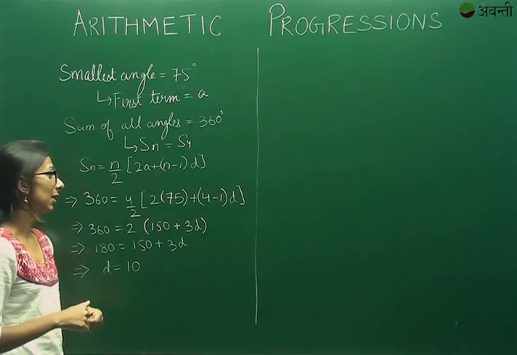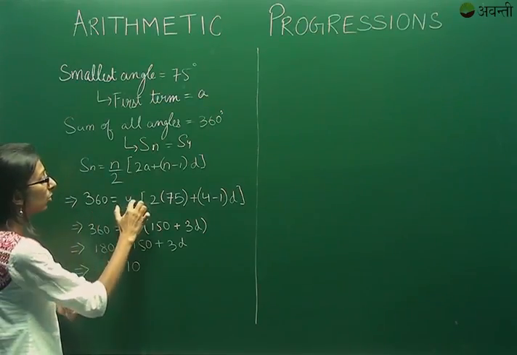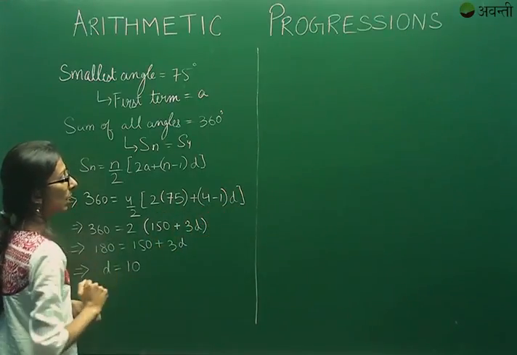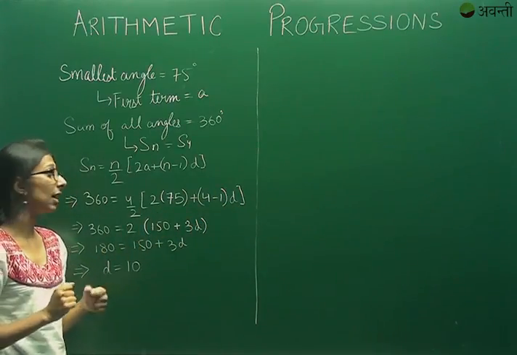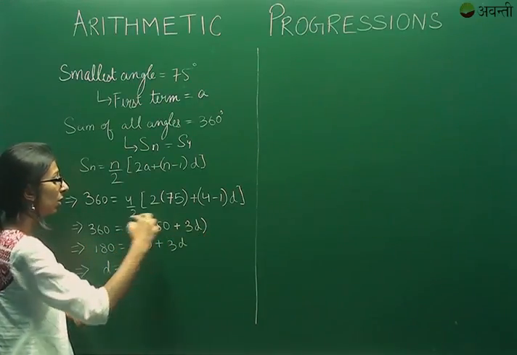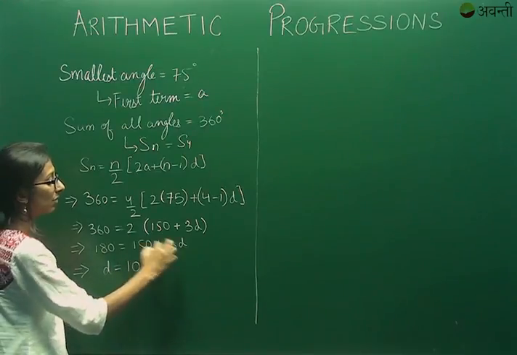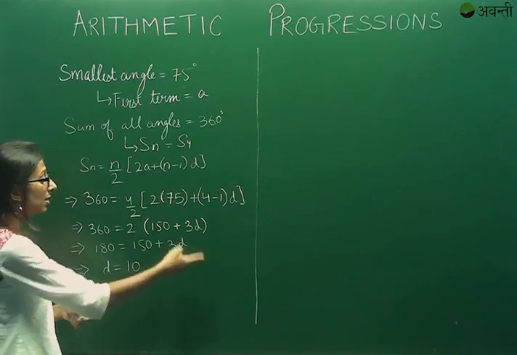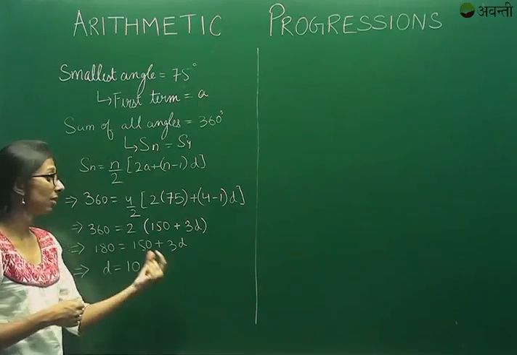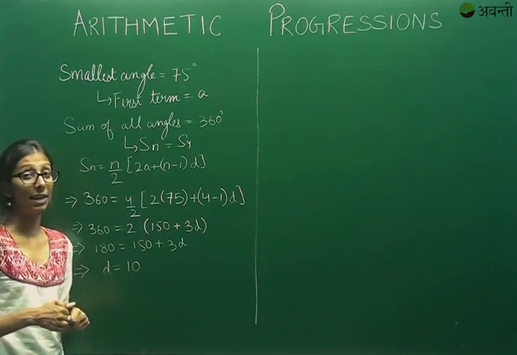If we put these values, we'll get 360 is equal to 4 by 2 into 2 into 75 plus 4 minus 1 into d. If I simplify this, I will get 360 is equal to 2 into 150 plus 3d, or 180 is equal to 150 plus 3d. This is a simple equation and I can solve this to get the value of d. The value of d comes out to be 10 degrees.